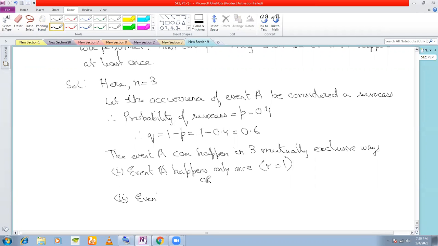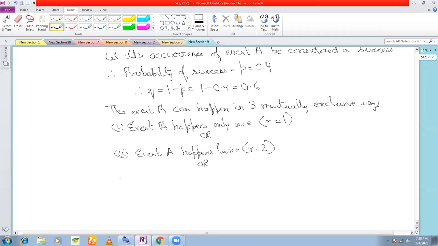Or event A happens twice. In which case, what is the value of R? 2. Or event A happens thrice. That means all successes. That means in this case R must be equal to 3, right?